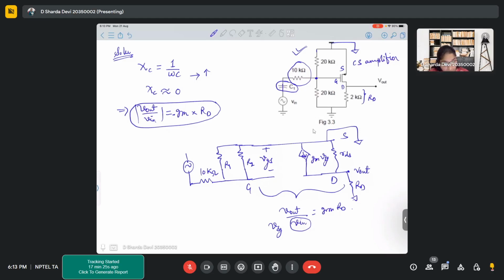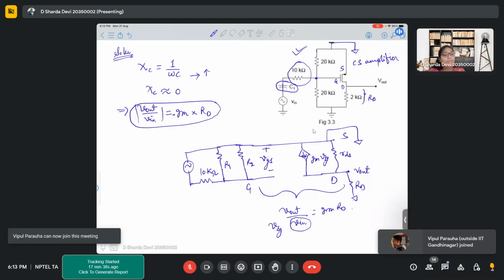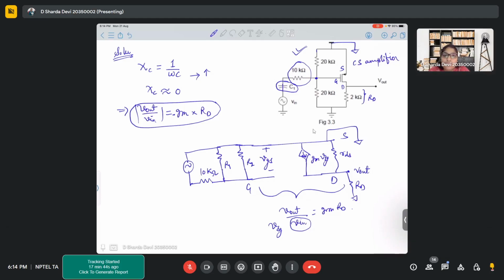Sorry. I think here, due to this configuration, the gain will be divided by two. Will it be simply divided by 2? Is it so? Why will it be divided by 2? Because VSG is going to be half of V input. How?